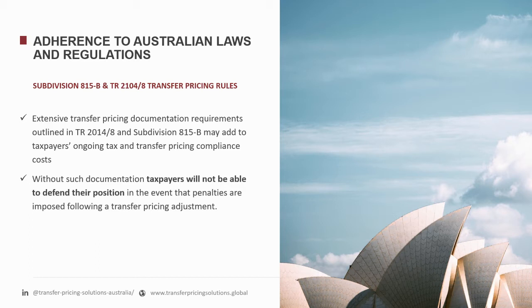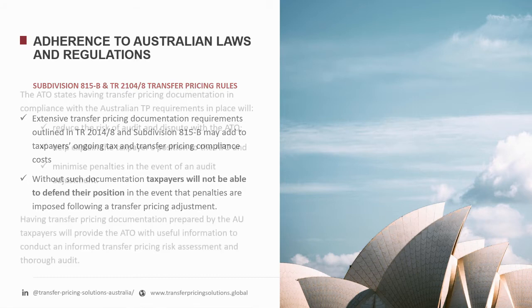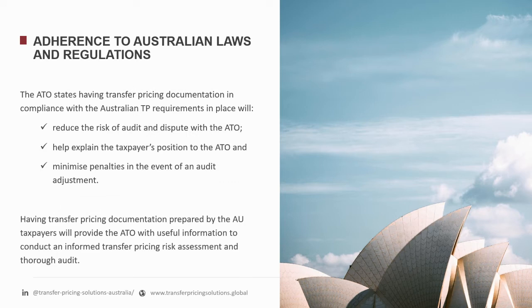Without such documentation, taxpayers will not be able to defend their position in the event of an ATO review, and penalties will be imposed following a transfer pricing adjustment. The ATO states that having transfer pricing documentation in place will reduce the risk of an audit and dispute with the ATO, help explain the taxpayer's position to the ATO, and minimise penalties in the event of an audit adjustment. Having transfer pricing documentation prepared by the Australian taxpayer will also provide the ATO with useful information to conduct an informed transfer pricing risk assessment and a thorough audit.